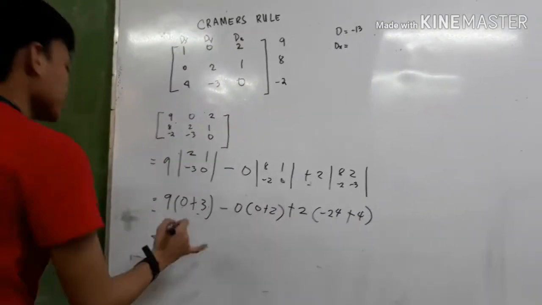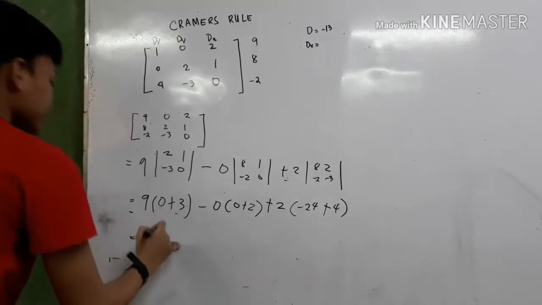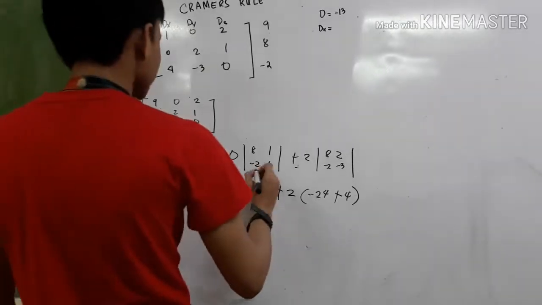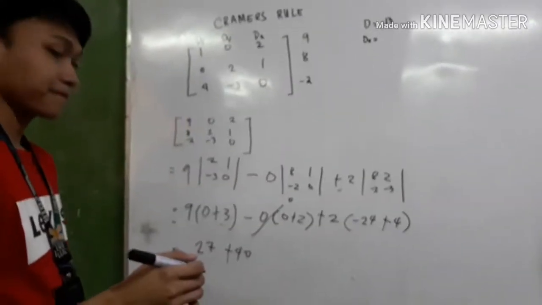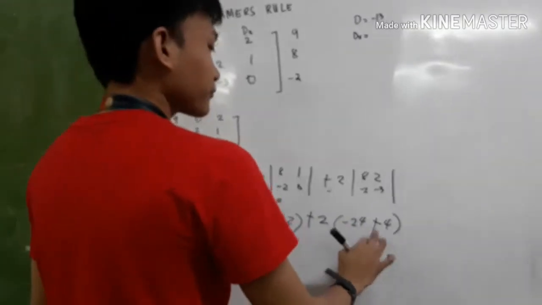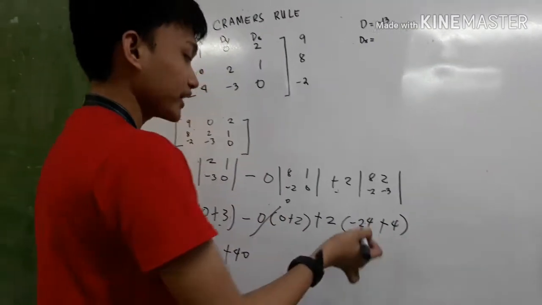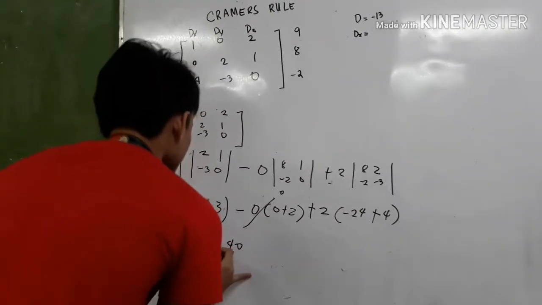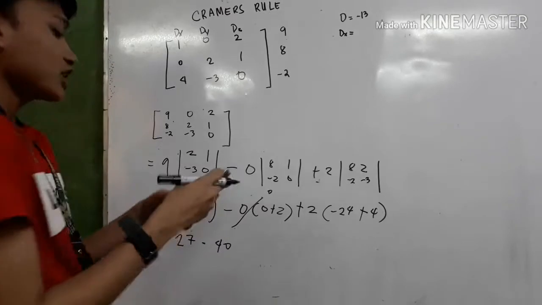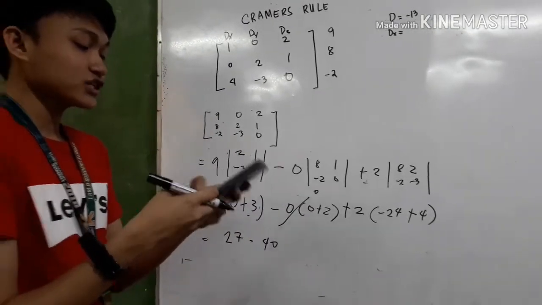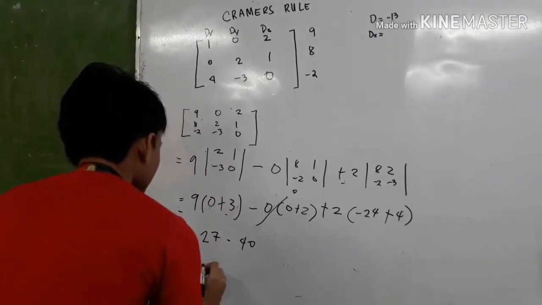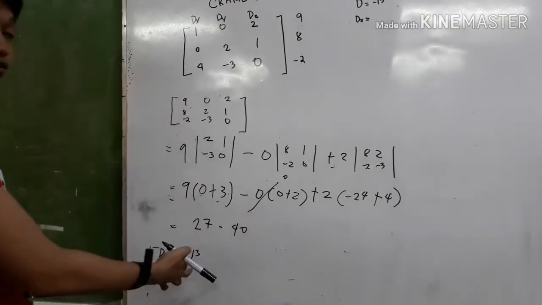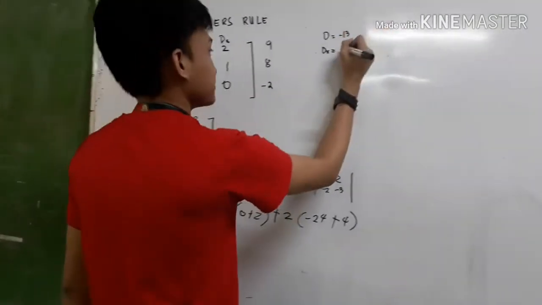So 0 plus 3 is equal to 3 times 9 is equal to 27. Since this is 0, so negative 24 plus 4 is equivalent to negative 20 times 2 is equal to negative 40. So 27 minus 40 is equal to negative 30. So our d sub x is equivalent to negative 30. So let's put it right here.